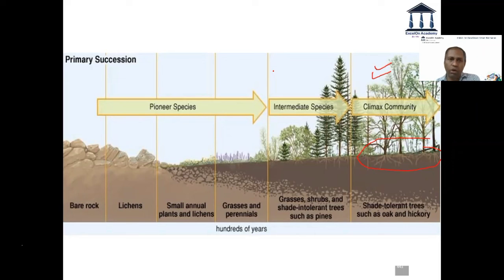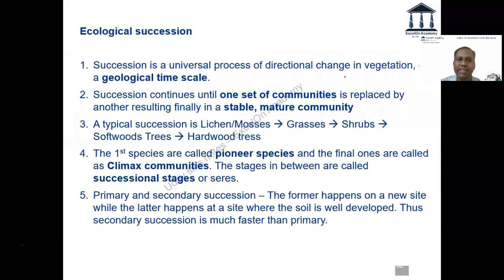Okay. Now, we talked about pioneer species. We talked about climax community. Each stage is called a sere, SERE. They are the intermediate stages. Between the pioneer and climax community, what you find sandwiched between these two stages is called the intermediate species or the seres. Yeah, I think that's all we have. So it is because the soil is well developed that you have secondary succession, which is much faster than primary succession.